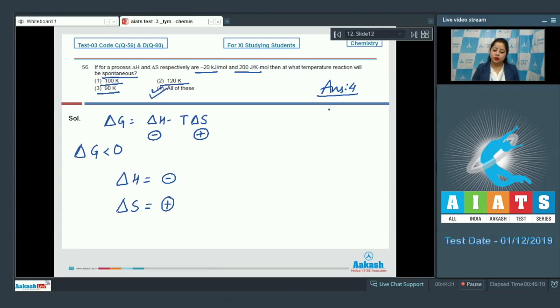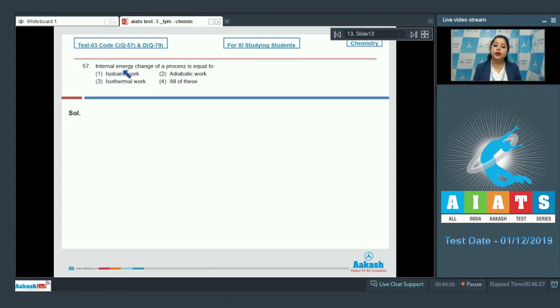Moving to the next question, which is 57. Internal energy change of a process is equal to. The options are isobaric work, adiabatic work, isothermal work, all of these. So students, according to the first law of thermodynamics, the change in internal energy, which is delta U, is equal to work done plus heat change.